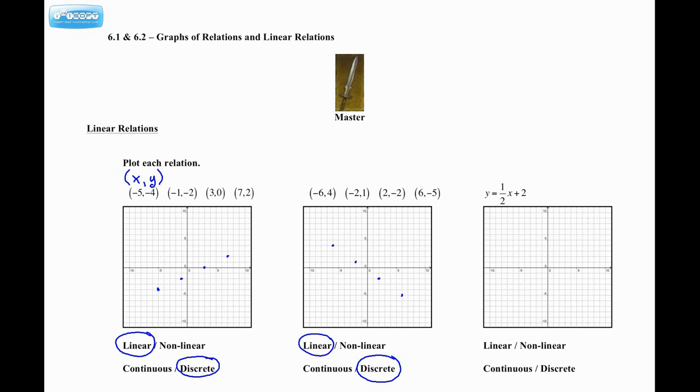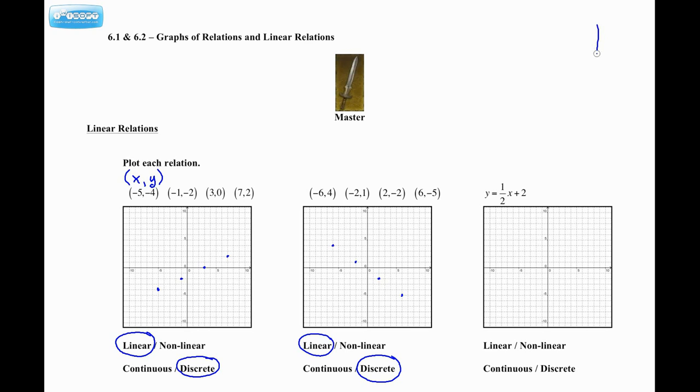All right, so for the third relation, we have an equation this time. So specific points are not given, so we have to choose a few. And in this case, when we're done, we can connect them. All right, so later on in the course, you'll actually be able to look at an equation like this and immediately graph the relation without doing any number crunching, any work whatsoever. You can just plot it just by recognizing it. But we're not quite there yet.